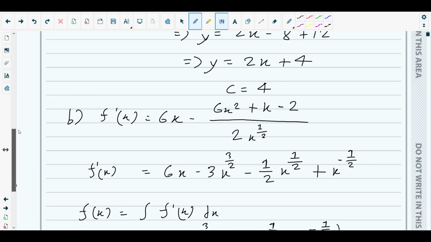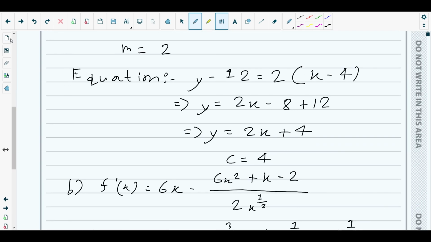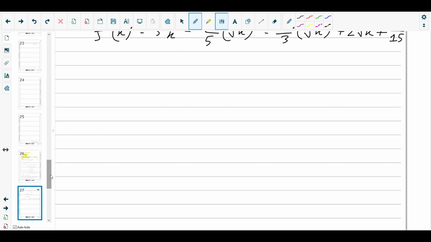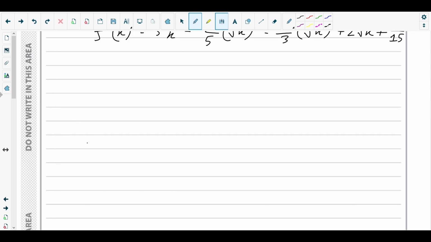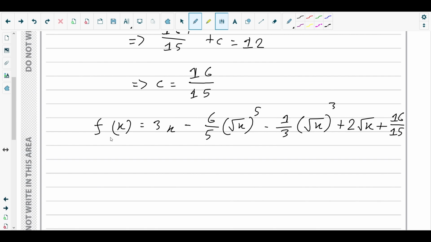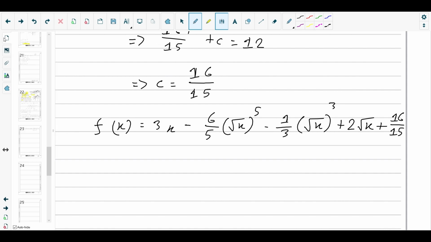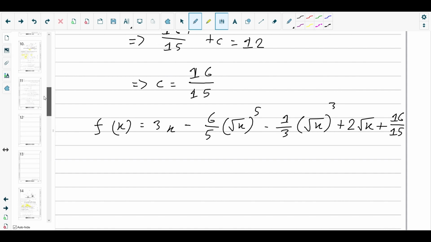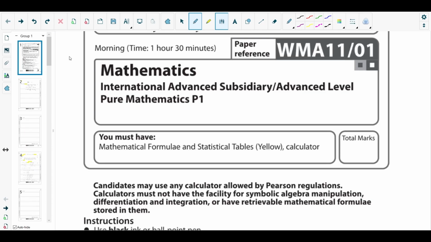Next, we got the equation for f of x. This is basically 3x squared minus 6 over 5 square root of x to the power 5, minus 1/3 of square root of x cubed, plus 2 square root of x plus 16 over 15. And that's all about question number 10 from the P1 May 2024 paper. That's it.